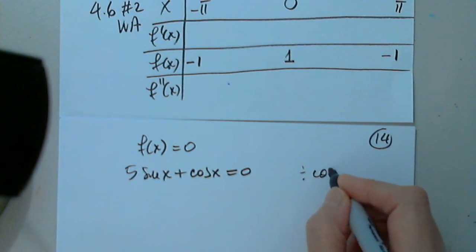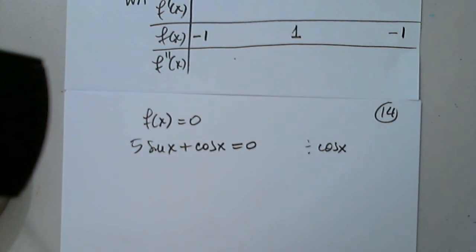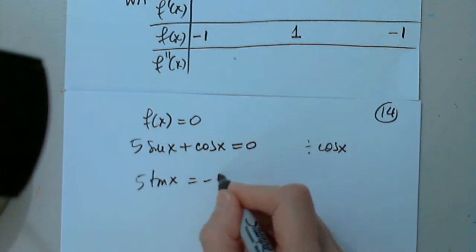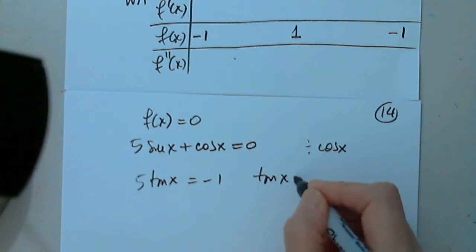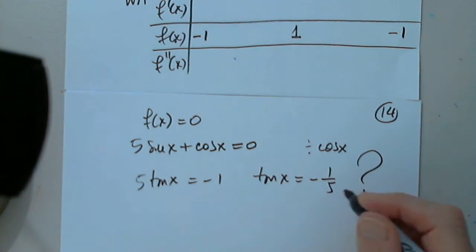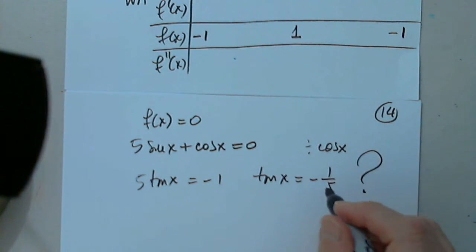Both sides by cosine x. So I have 5 tangent x equals -1, tangent x equals -1/5. I have no idea what that is. I have to use the inverse function to find this.